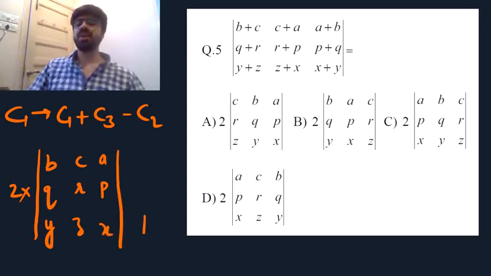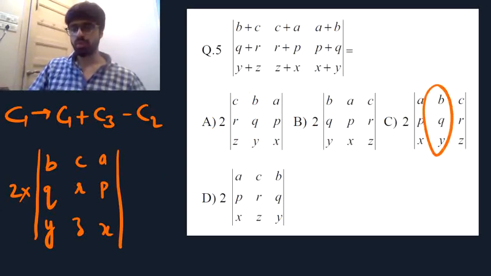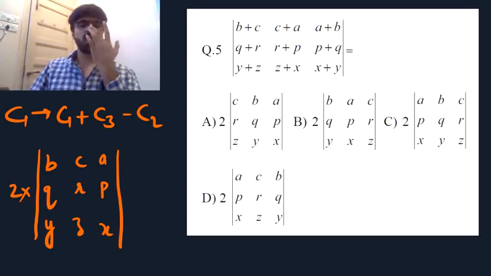And yeah, this is how the final determinant will look. So we have a 2 outside the determinant in every option. Now the first row is BCA. Okay, we don't have BCA anywhere. This has to be... okay, we have BQY as our first column. So BQY is here, BQY is here, BQY is here, and BQY is here.